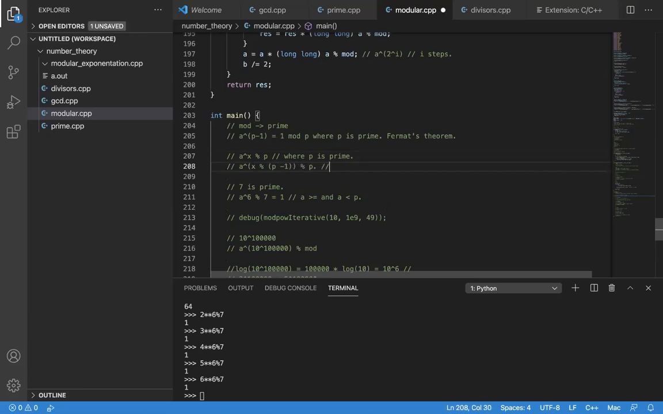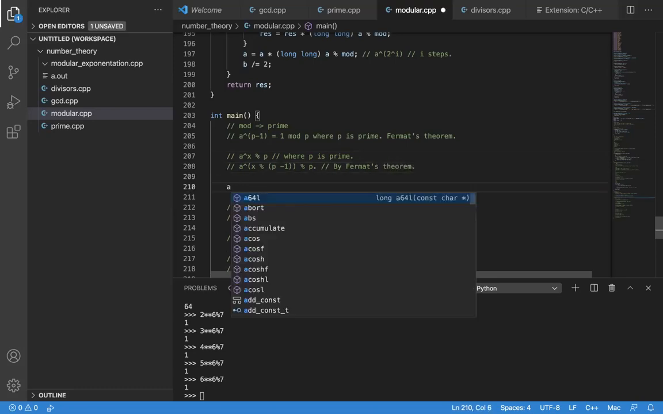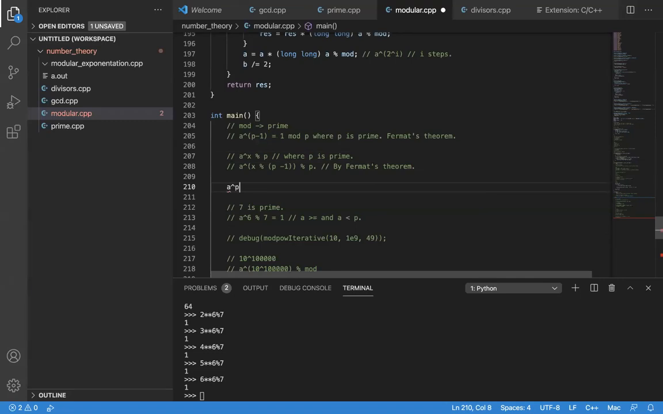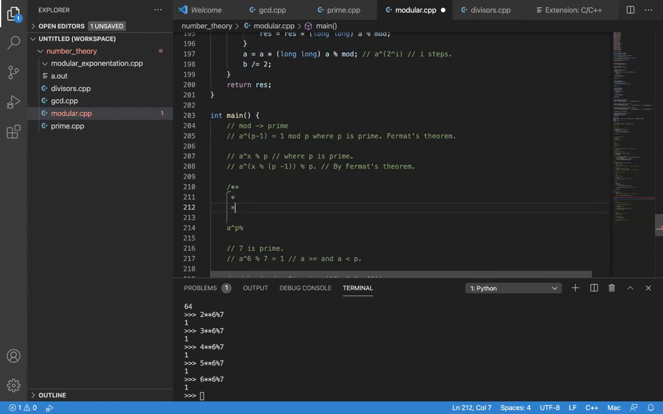Is this expression clear? What is happening here by Fermat's theorem? Suppose you have to calculate a power p modulo p. I can write a power p mod p as a power p minus 1 times a mod p. And I know a power p minus 1 mod p is 1 by Fermat's theorem, so this will become a mod p.